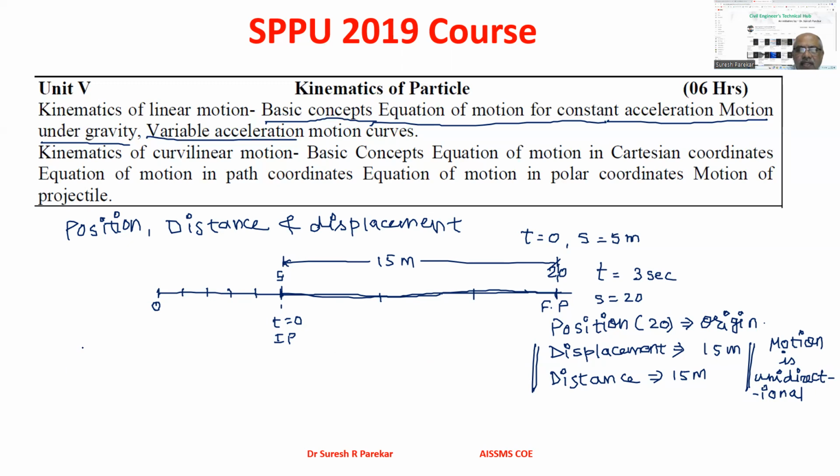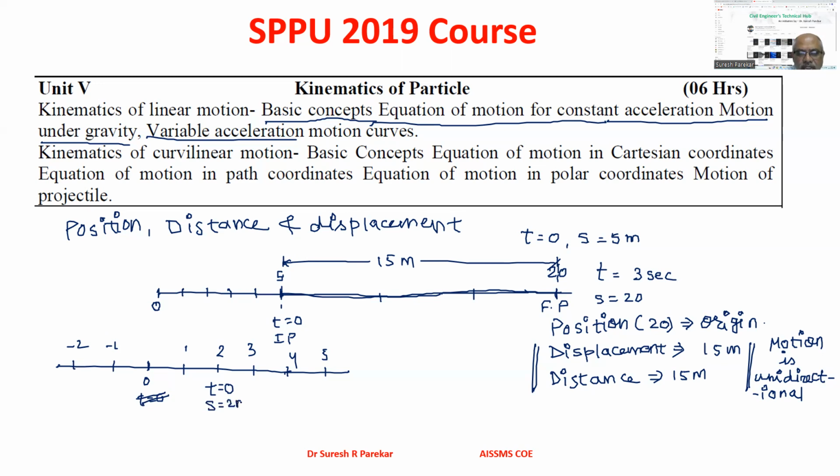So when we have this different, I will consider another example. Let this be my origin. This will be 1, this will be 2, this will be 3, 4, then 5. Here we have -1, here we have -2. Now at t is equal to 0, we have s equal to 2.